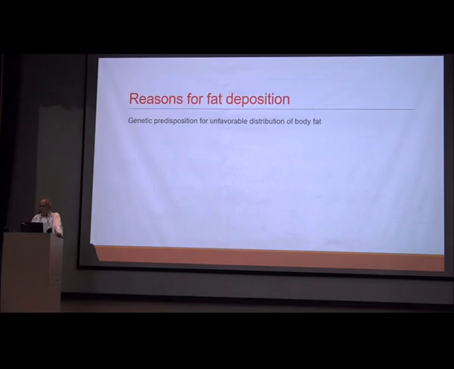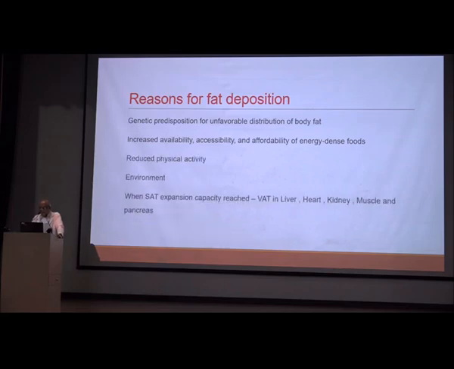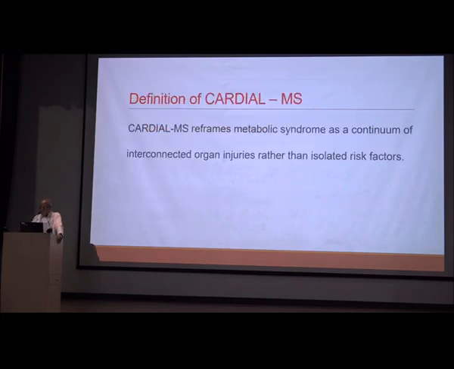The simple answer is you may have a genetic predisposition of unfavorable distribution, what you saw in that lady when I showed you, equal BMI, everything okay. Increased availability of dense energy food which we have had for the last 3-4 decades or 5 decades. Reduced physical activity, environment, and when the subcutaneous adipose tissue expansion capacity is reached, it gets deposited. You all know that in these vital organs.